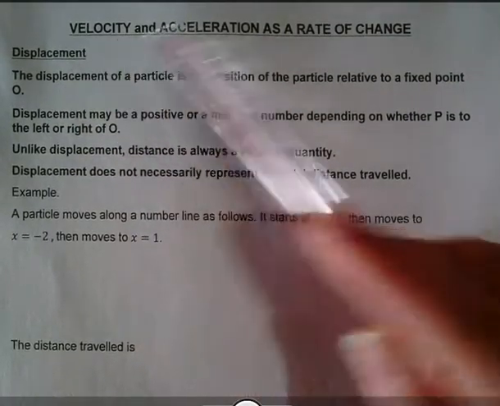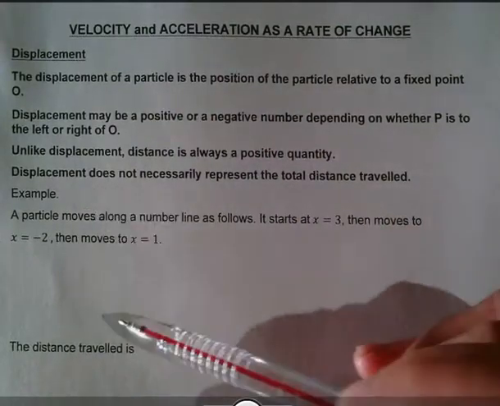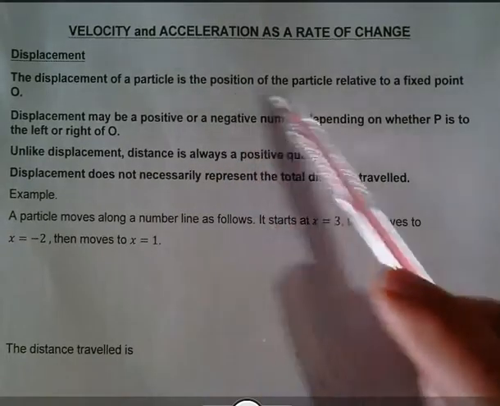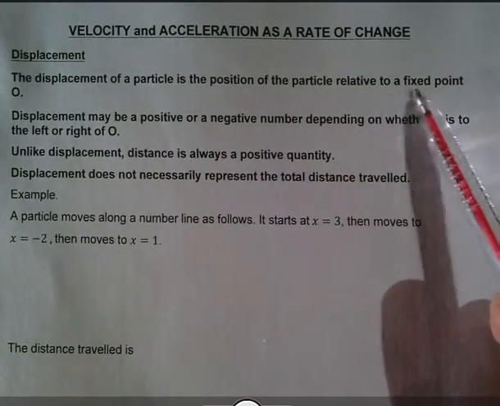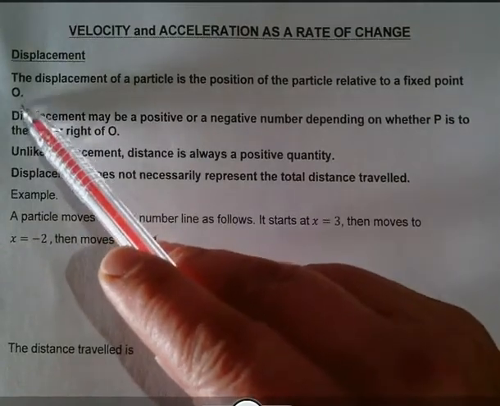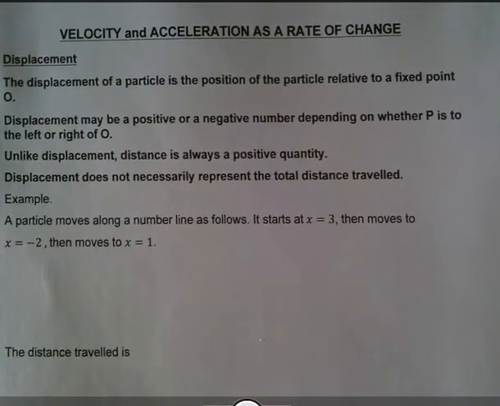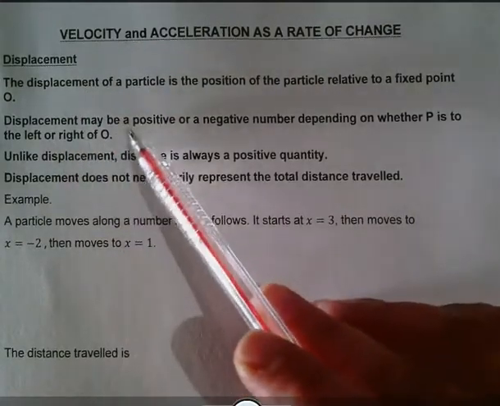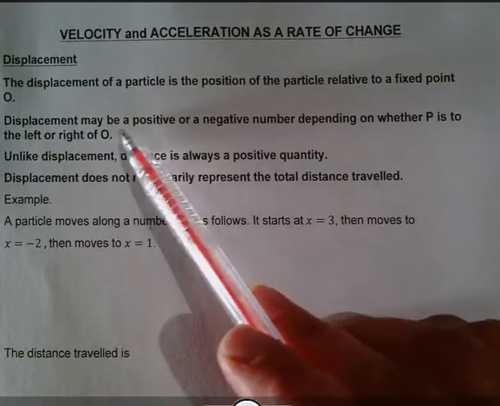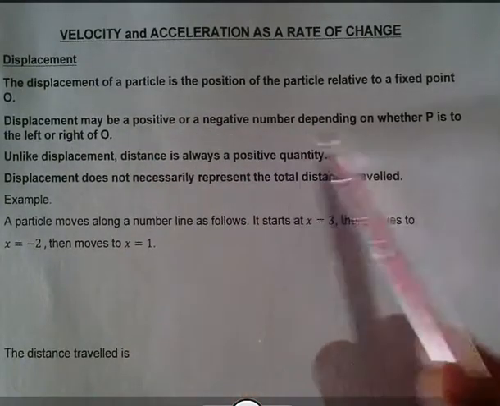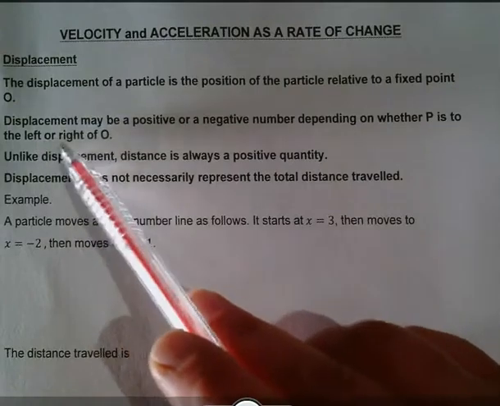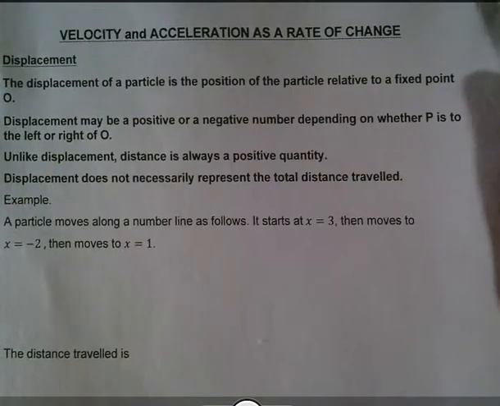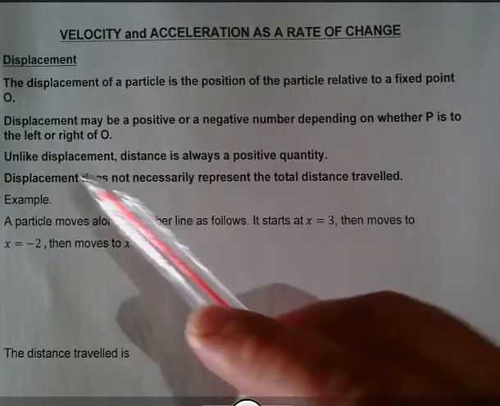Now, first, before we look at velocity and acceleration, we're going to look at displacement. Now, the displacement of a particle is the position of the particle relative to a fixed point O, and that's normally the origin. Okay, now displacement is similar to distance, but it's a little bit different. So it may be positive or negative, depending on whether P is to the left or right of our fixed point O, and that fixed point is normally the origin.